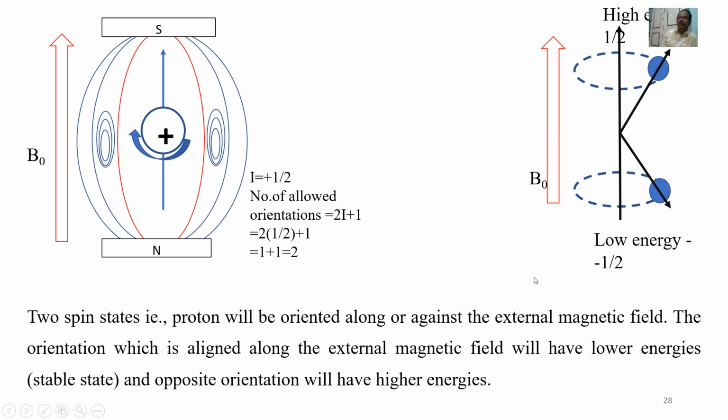So when we apply a magnetic field, there will be a split. One is plus half and another is minus half. Minus half will be a lower energy and plus half will be a higher energy. With two spin states, the proton will be oriented along or against the external field. The orientation which is aligned along the external magnetic field will have lower energy, which is the stable one, and the opposite orientation will have higher energy, which is the unstable one.